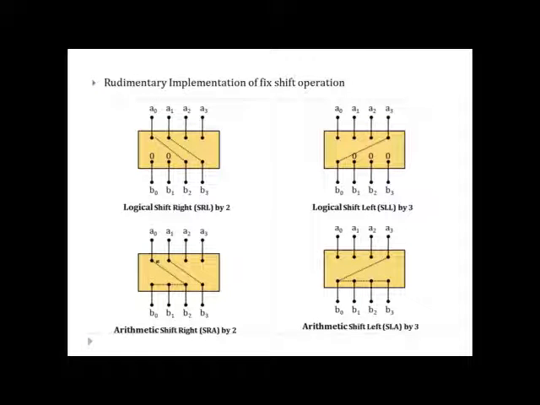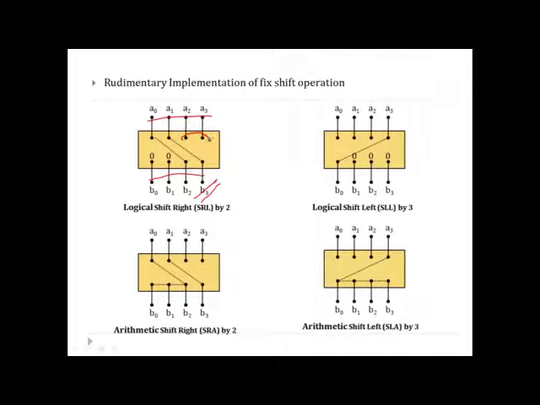If I implement using a combinational circuit, let's do it for the fixed shift operation, which is not practically implemented like that. We don't practically implement it like this, but this is a very rudimentary, very raw idea of implementing a shift operation. So suppose I consider this circuit. If I want to shift by 2, you can see here this is the input part and this is the output part. So you are to shift right by 2.